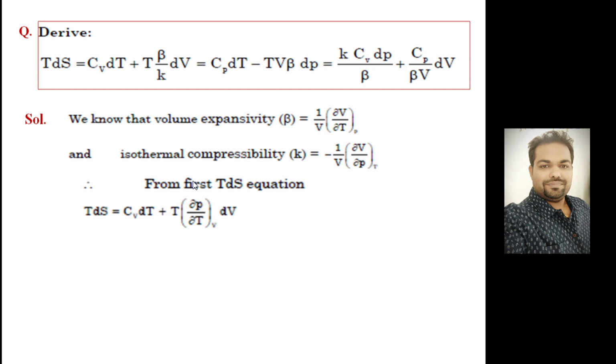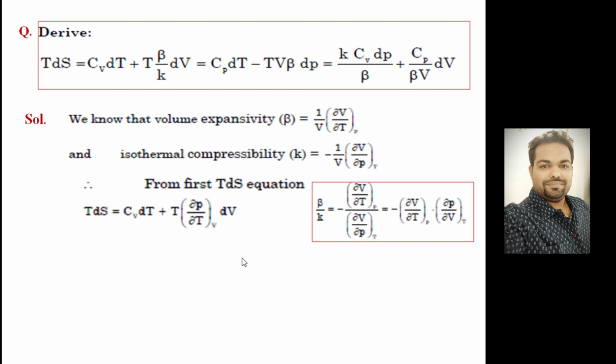From the first TDS equation, we know that TdS is equal to Cv dT plus T dou P by dou T at constant volume dV. This is the first TDS equation. We also know that beta by K, if you divide these two terms, you can write as dou V by dou T at constant pressure divided by minus dou V by dou P at constant temperature, which can further be rearranged in the following way.